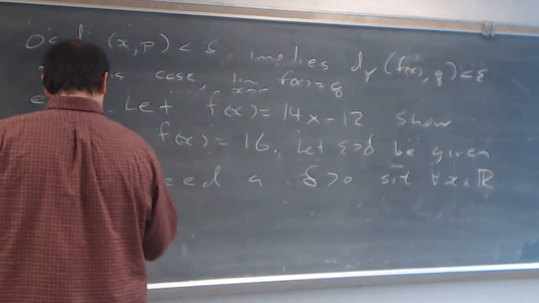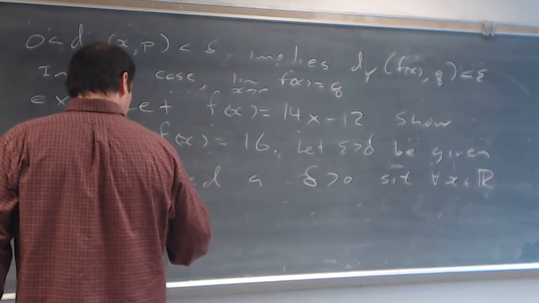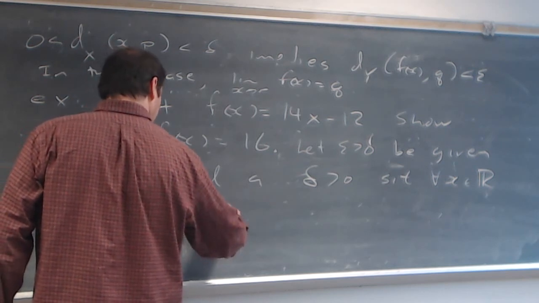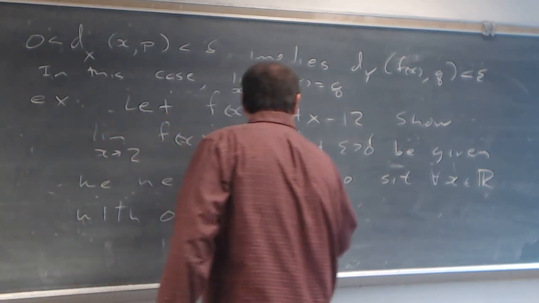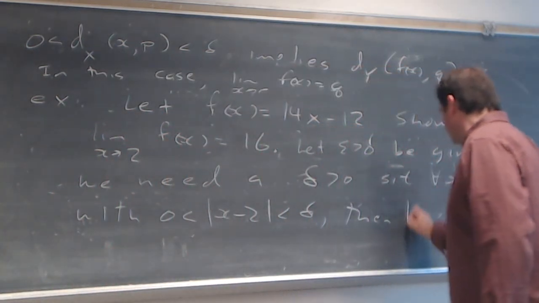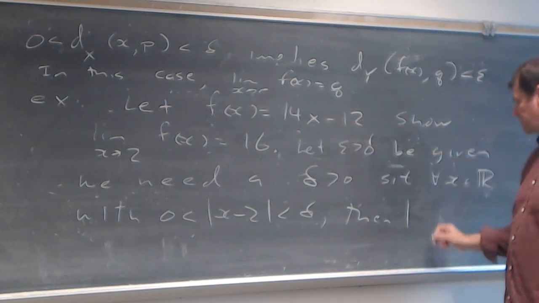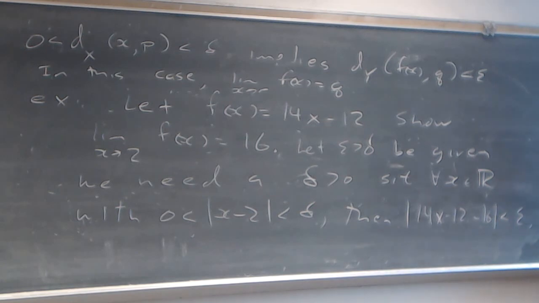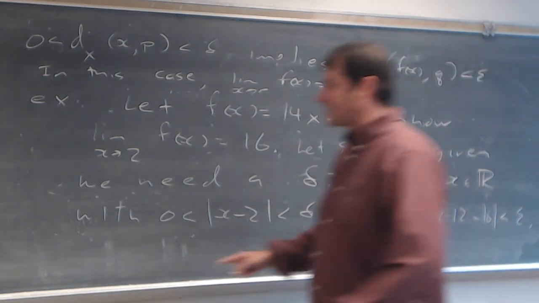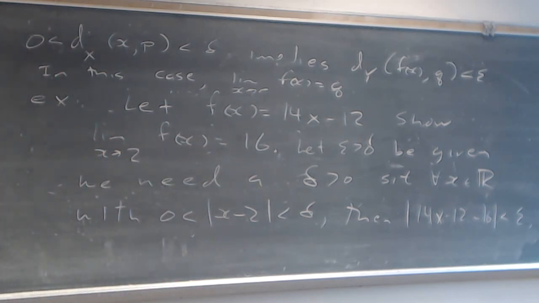with the distance in the original domain space, which is R, 0 less than the absolute value of x minus p, here it's 2, less than delta, then that forces the distance between f of x, which is 14x minus 12, and q, which is 16, to be less than epsilon. All I'm doing is rewriting this definition with this specific setup. That's all for our problem.